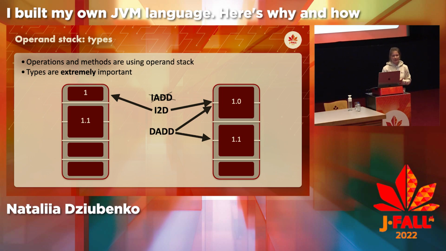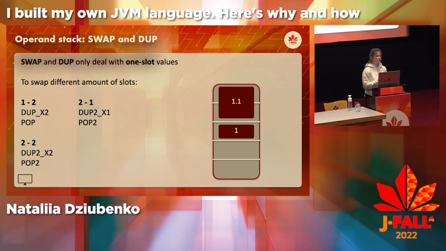So you want to add these 2 values. You cannot use iadd, integer add, because integer add can only deal with 2 slots at a time. It will fail. You cannot use dadd, because dadd wants to use 4 slots. So you need to first convert I to D, integer to double, so you'll have the state that you see on the right, and only after that you can use dadd, which will add 2 double values. You have to always keep in mind what types you're dealing with, and only then you can have the proper operation. And of course you don't have to deal with the stack as is all the time. You can do things to change the state of the stack.